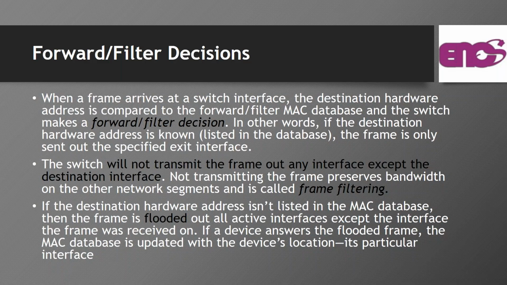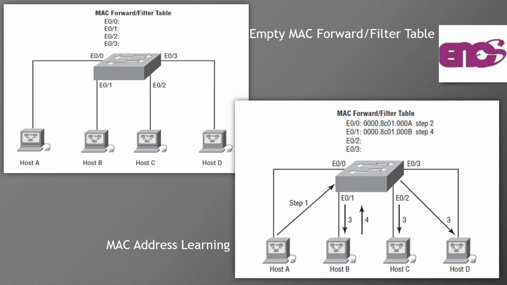So now the other function we're looking at here is forward and filter decision. When a frame arrives at a switch interface, the destination hardware address is compared to the forward and filter MAC address table, and the switch makes a forward or filter decision. What it means here is that when this MAC address table is populated, the switch is able to make intelligent decisions.